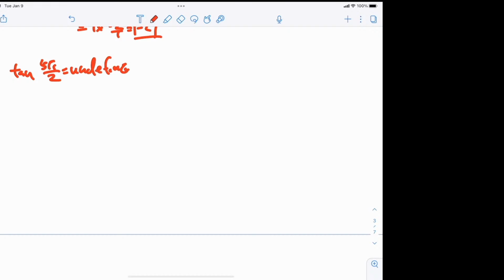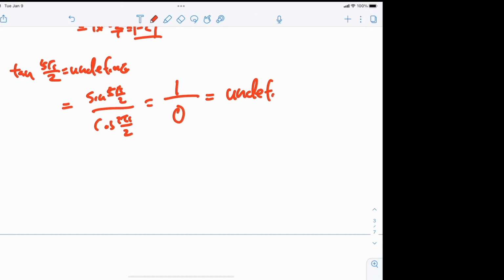That's like, why? Because you've got sine of 5 pi over 2 and the cosine of 5 pi over 2. Now, 5 pi over 2 is on the axis. It's on the y-axis because you rotate, that's going to be 4 pi over 2, and you're going to rotate another quarter circle. So that's equal to 1 on the top, 0 on the bottom. That's why it's equal to undefined. Okay, pretty easy, right?